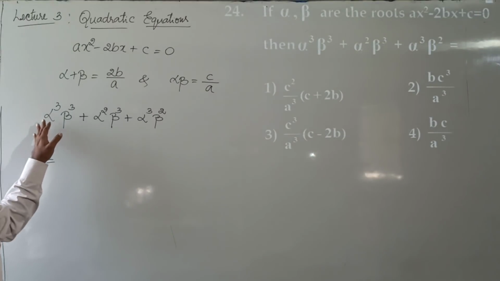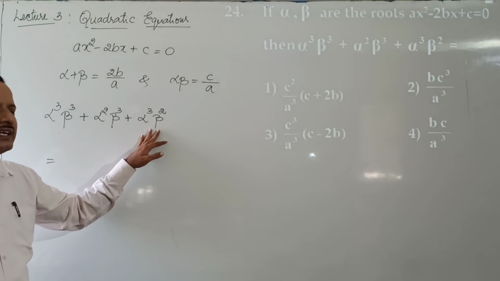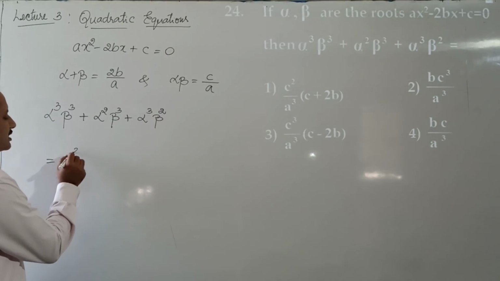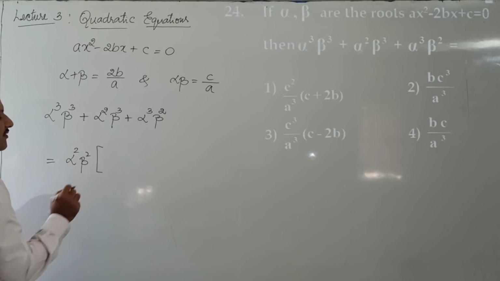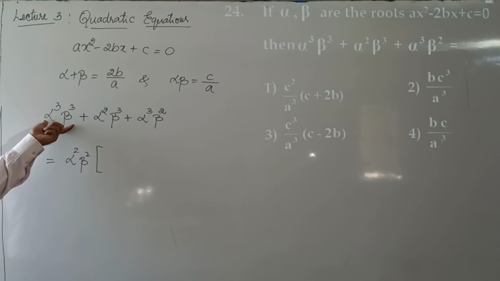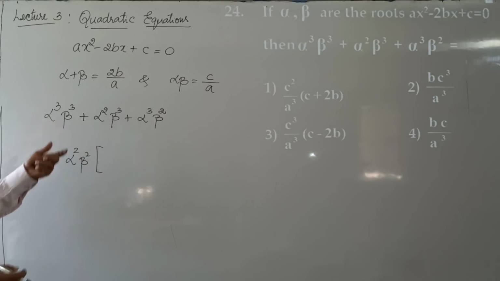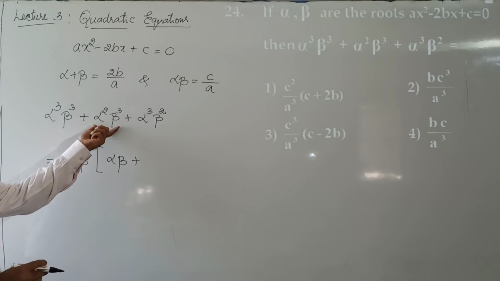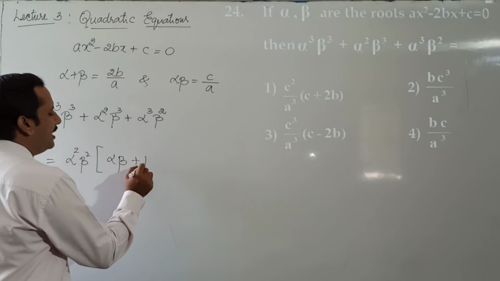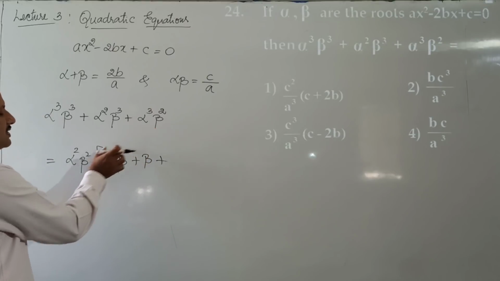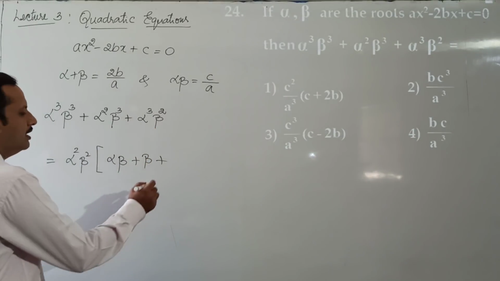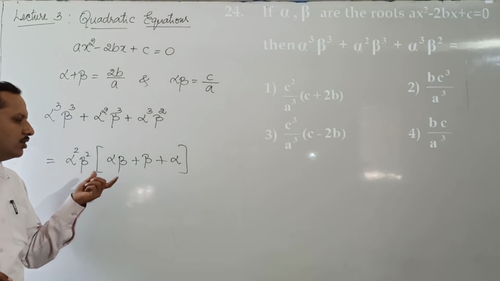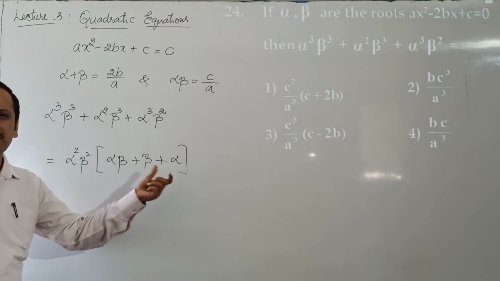Now I will take alpha square beta square as a common factor here. From these three terms, I will take alpha square beta square as a common factor. Then what will remain here? If I take alpha square beta square out of this, here alpha beta will remain. Plus here alpha square beta square I have taken out, so beta will remain. Plus from this, since I have taken alpha square beta square out, alpha will remain. Okay? So we have alpha square beta square into (alpha beta plus beta plus alpha).